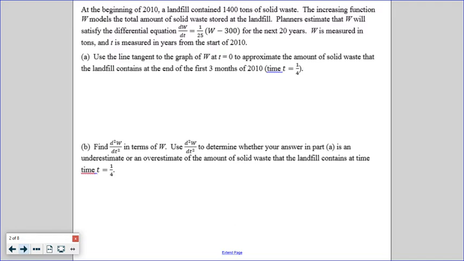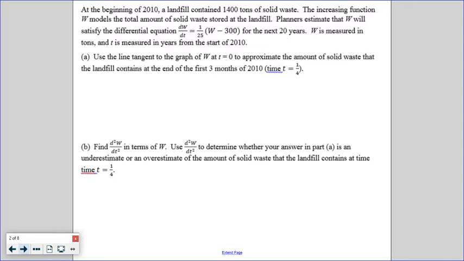First one says, at the beginning of 2010, a landfill contains 1,400 tons of solid waste. The increasing function W models the total amount of solid waste stored in the landfill. Planners estimate that W will satisfy the differential equation dW/dt, so the derivative of W with respect to time, equals 1/25 times the function W minus 300 for the next 20 years. W is measured in tons and t is measured in years starting in 2010.